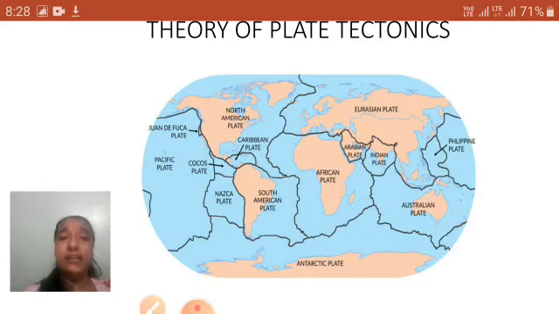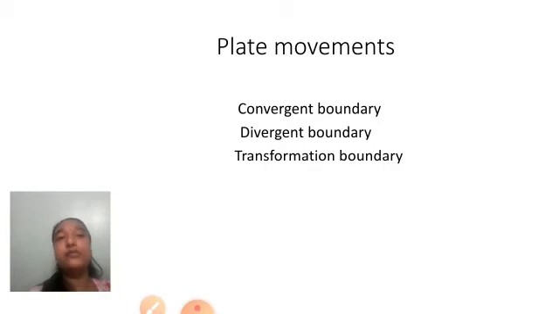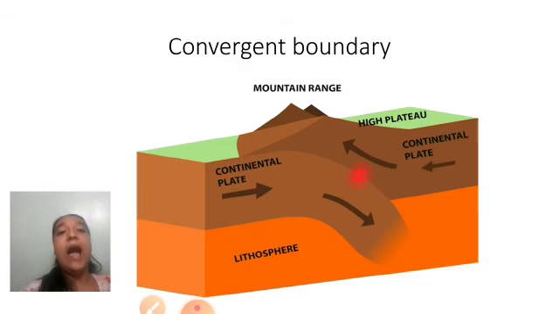Based on this theory, we have divided the tectonic plate boundaries into 3 types: convergent boundary, divergent boundary, and transform boundary. As per the convergent boundary, when 2 tectonic plates meet each other, the landmass upon the crust merges with each other. It gets converged and mixes up with each other, and therefore it forms mountains.